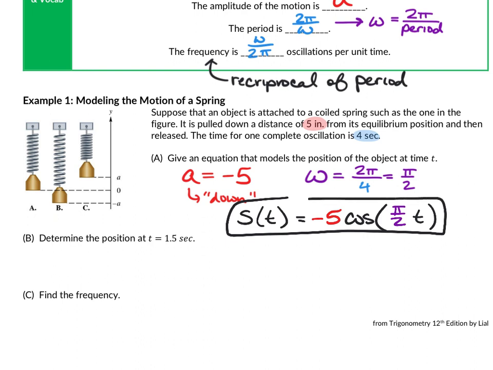Because all I had to do was fill in a and omega and then decide if it was sine or cosine. Now again, because we pulled it down before we started, that's why it's cosine. If we said we just let it go from equilibrium, that would be sine. Because sine starts at a middle, cosine starts technically at a maximum, but because we've reflected it with that negative, it can start at a minimum.